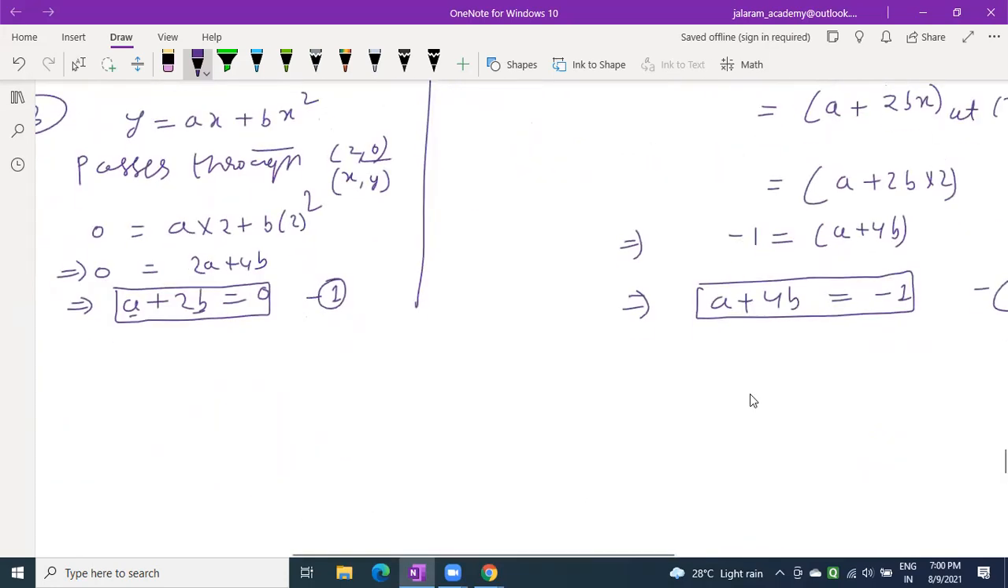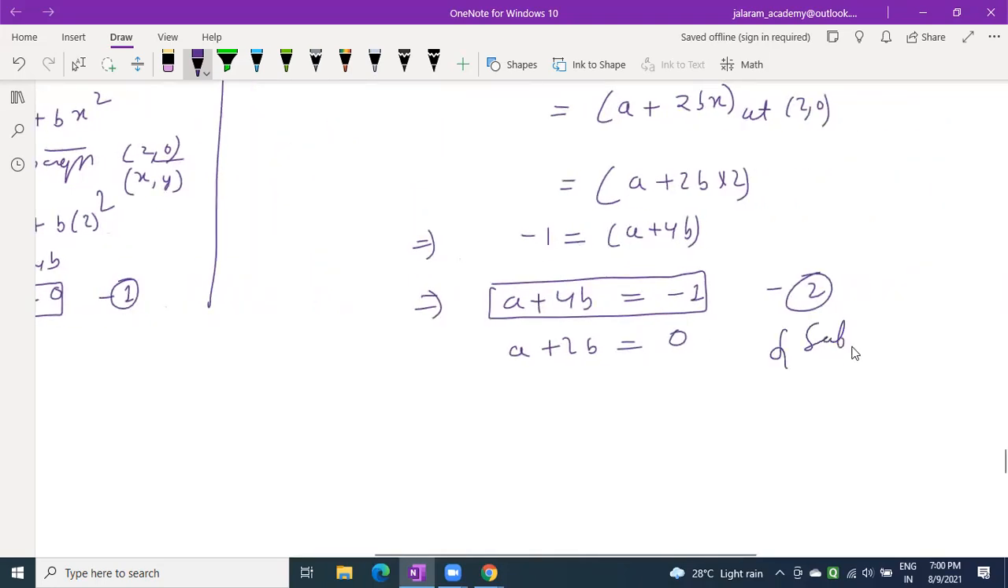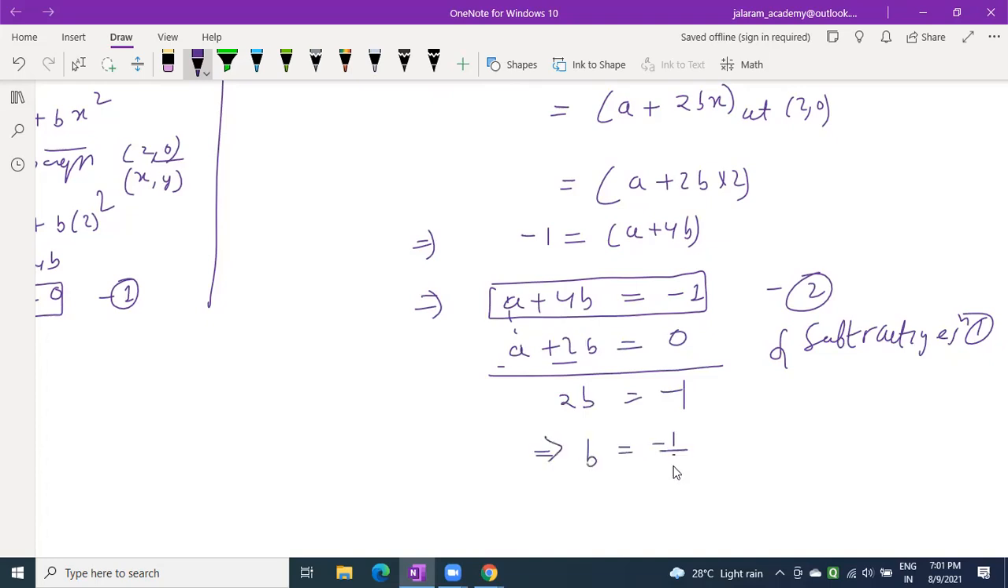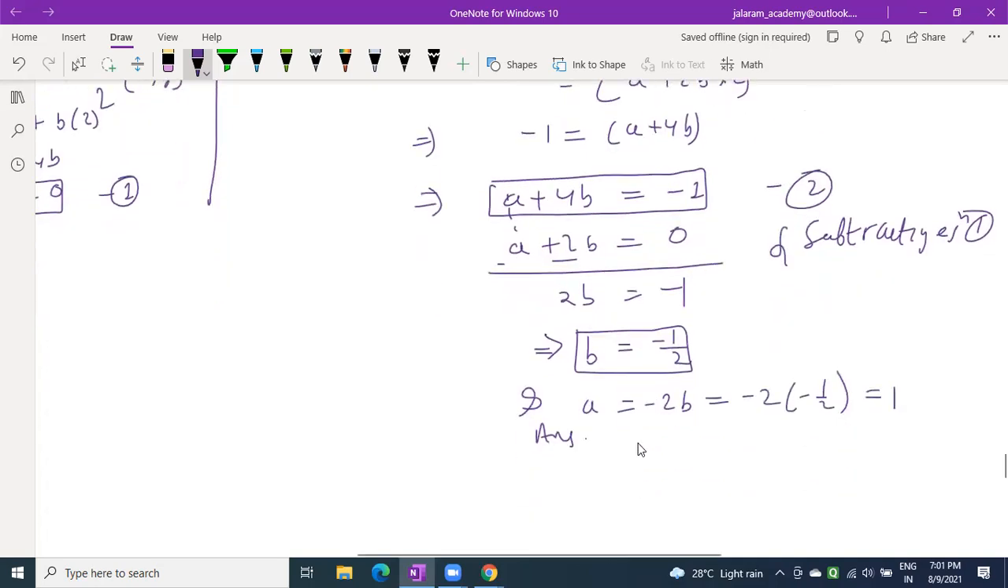And the first equation is a plus 2b equals 0. So if we subtract the first equation from this, a will be cancelled out, 4b minus 2b, 2b equals minus 1, that is b equals minus half. And a plus 2b equals 0, so a equals minus 2b. So it is minus 2 into minus half, that is 1. So the answer is a equals 1, b equals minus half.